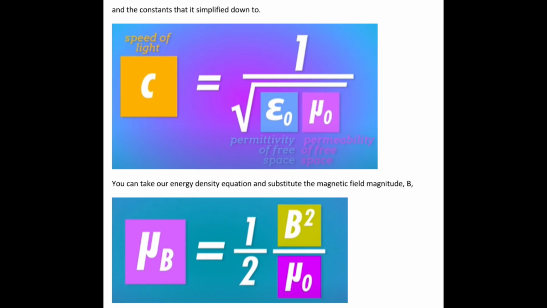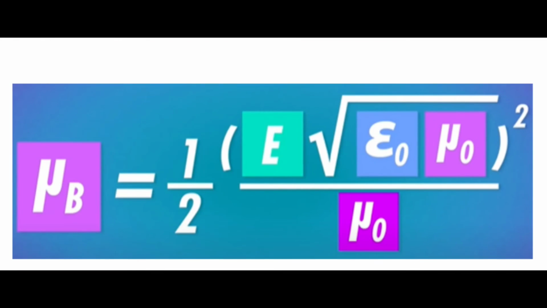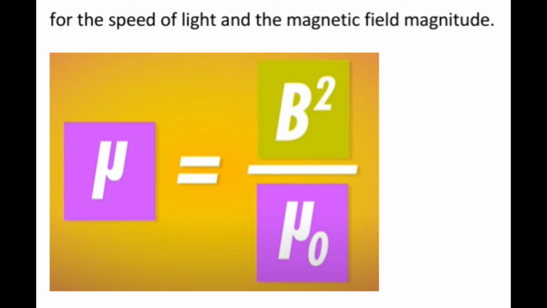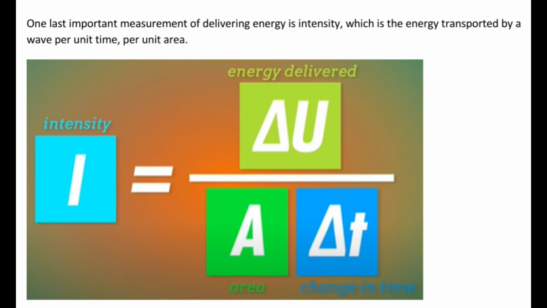And the constants that it simplifies down to. You can take our energy density equation and substitute the magnetic field magnitude, B, with the electric field times the square root of the permittivity constants. With this simplified energy density equation, you can then substitute the electric magnitude for the speed of light and the magnetic field magnitude.